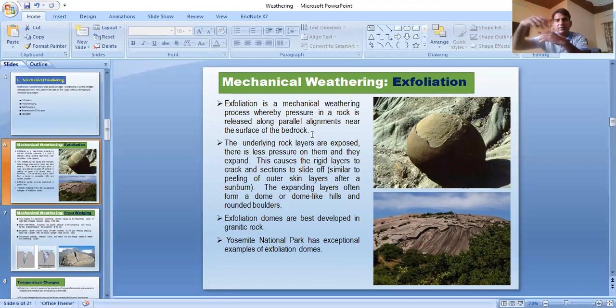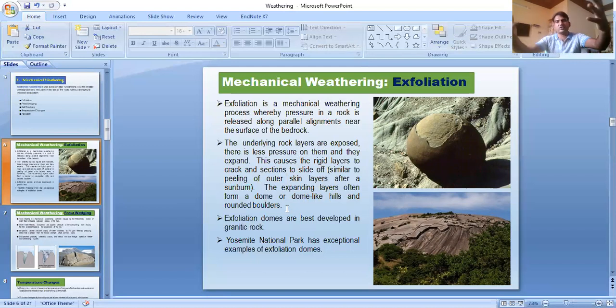The upper layer of rocks is removed, so the underlying rock layers are exposed. There is less pressure on them and they expand. This causes the rigid layers to crack and sections to slide off, similar to the peeling of the outer skin layer after sunburn. The expanding layers often form a dome-like hill and a round boulder.